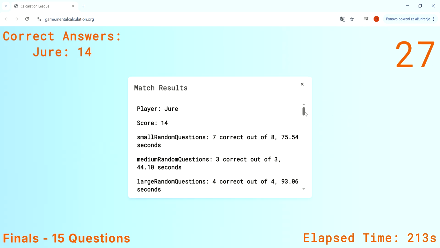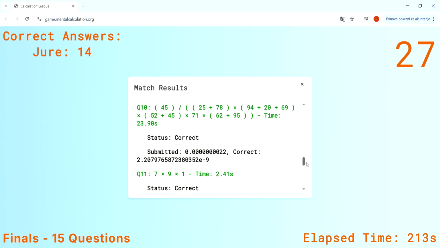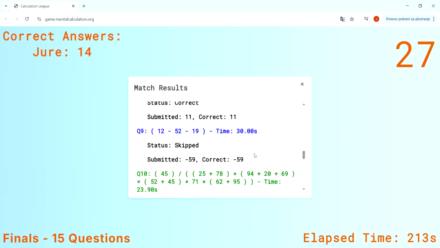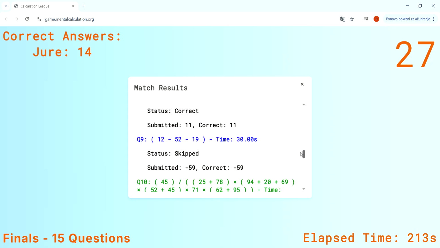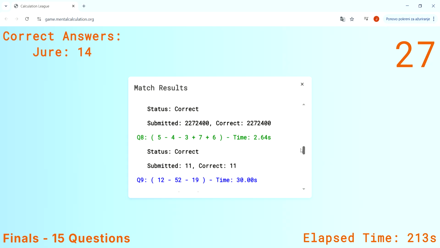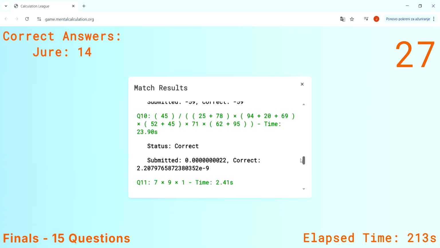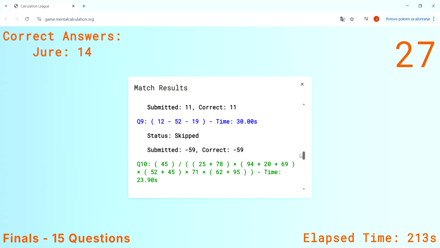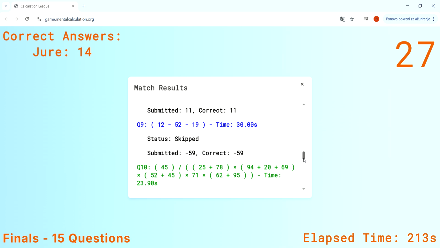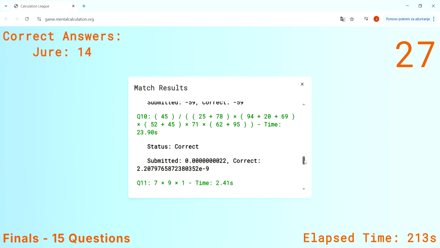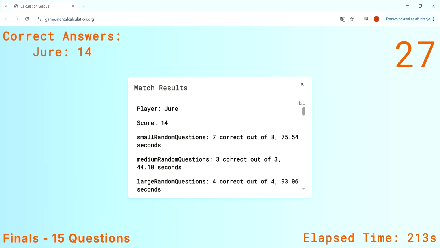Okay, so 14 out of 15, and I didn't solve the easy one. Oh, okay. I mean, this happens, I think it's because it switches questions. I solved this one and I think I didn't solve this one or something. Never mind. So I will explain them now.